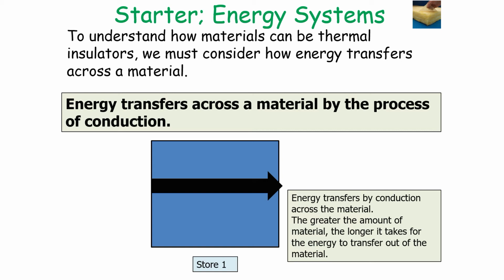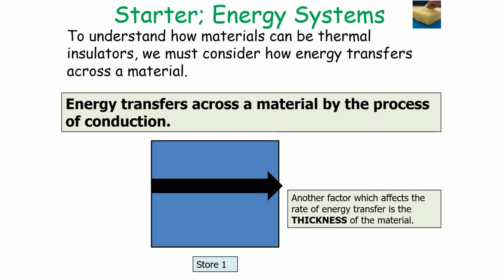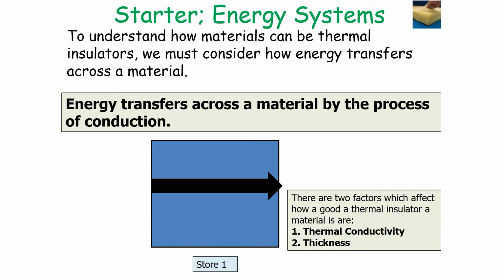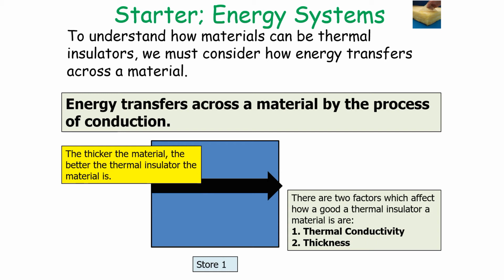Now the energy transfers, like we mentioned before, across a material via conduction. Now the greater the amount of material, the longer it takes for the energy to transfer out of the material, because the further the energy will have to travel across to get out of the material, increasing the time it takes. So another factor which affects the rate of energy transfer is the thickness of the material. So there are two factors which affect how good a thermal insulator a material is: thermal conductivity and thickness. The lower the thermal conductivity of the material, the better the thermal insulator, and the thicker the material, the better the thermal insulator the material is.